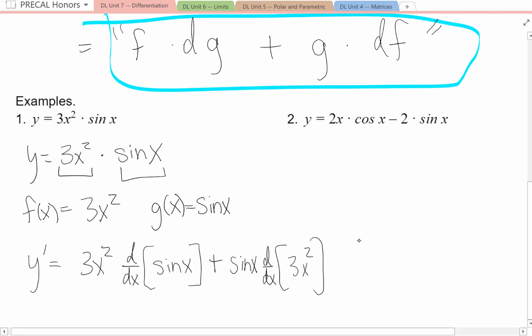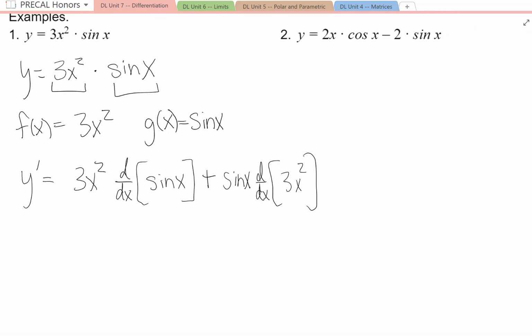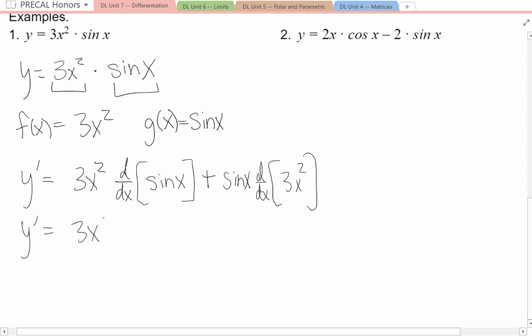Now it's time to evaluate. What is the derivative of sine x? So we have 3x squared multiplied by the derivative of sine x, which we learned yesterday is cosine x, plus sine x multiplied by the derivative of 3x squared. This is a polynomial, so pop down, power down. 2 times 3 is 6. X to the, subtract 1 from the exponent, and that is the derivative of 3x squared.